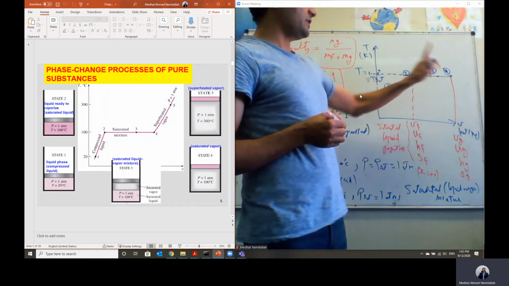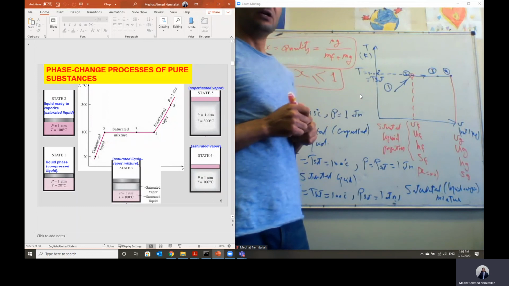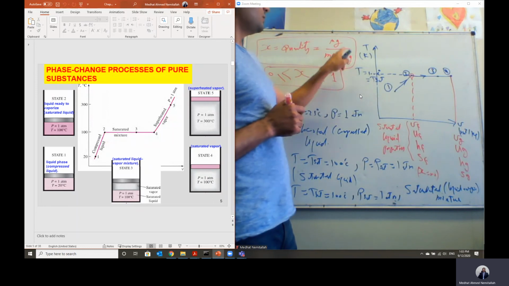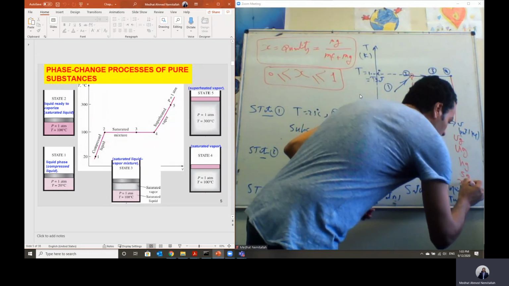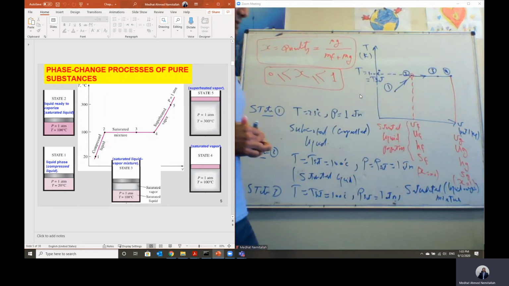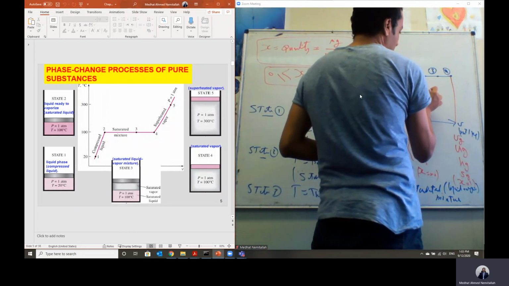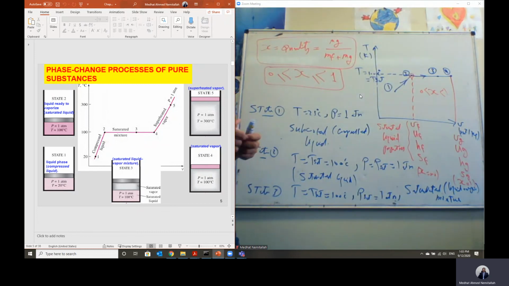At saturated vapor at state number 4, all of the liquid has been converted to vapor. So we don't have fluid, so mass of fluid will equal 0, and the quality will equal mass of gas divided by mass of gas. In this case, the quality of the mixture x is equal to 1. And in between state number 2 and state number 4, x will be greater than 0 and less than 1, and we call this the quality of the mixture.